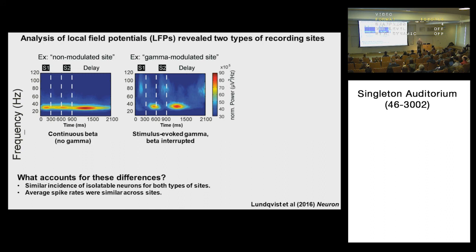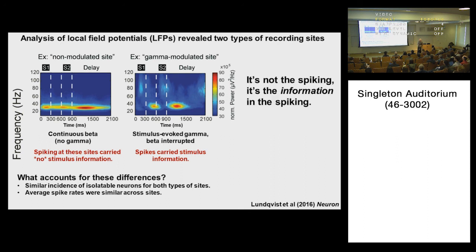The difference turned out to be that spikes at these sites carry no information about the stimuli being held in working memory. They may be spiking away, but they're not carrying any information about the working memories, whereas spikes at these sites carried stimulus information. So it wasn't the spiking that separated these two types of sites, these non-modulated continuous beta versus the gamma modulated sites. It was the fact that the spiking at these sites carried information about the working memories, about the stimuli the monkey had to hold in working memory.